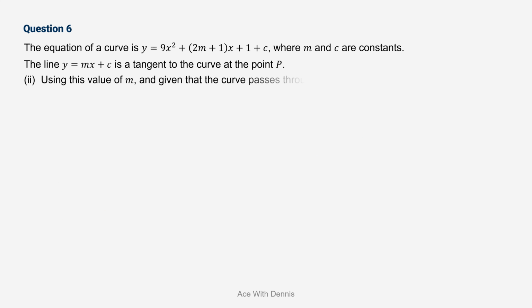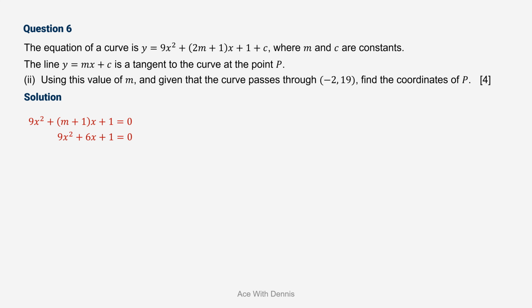Part 2. Using this value of m, and given that the curve passes through (-2, 19), find the coordinates of P. 4 marks. So we know the quadratic equation 9x squared plus (m plus 1)x plus 1 equals 0. Substituting m equals 5, the quadratic equation becomes 9x squared plus 6x plus 1 equals 0. Then we solve this equation. It becomes (3x plus 1) squared equals 0. x is -1/3. So this x is the x coordinate of the point P.